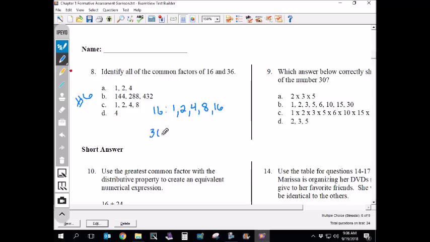Now you can do 36 two ways. You could list out every single factor that they have. Or you could just see if it has these ones, right? Because we're only looking for the ones they have in common. So you can almost just go through and say, I only care about these 5.